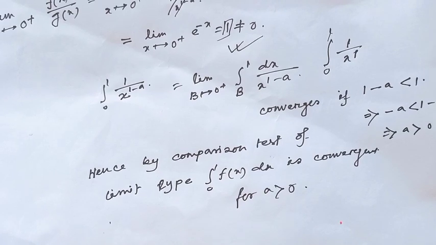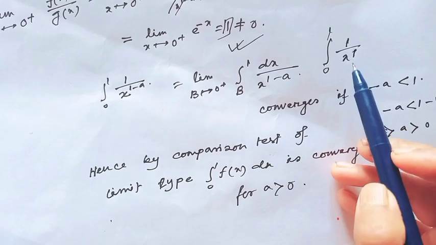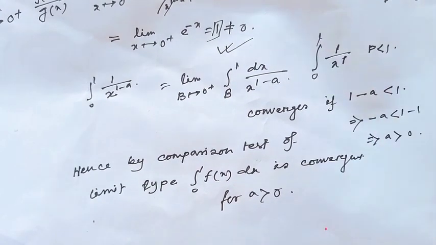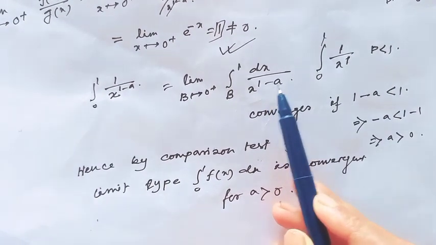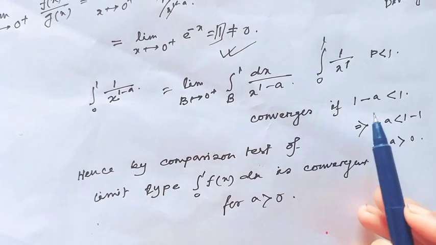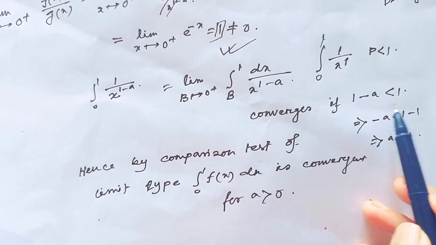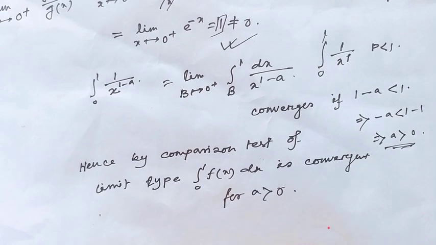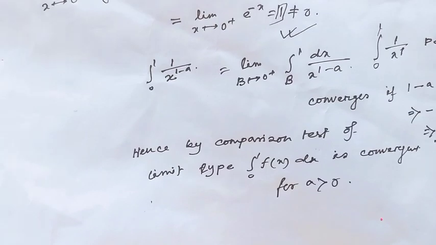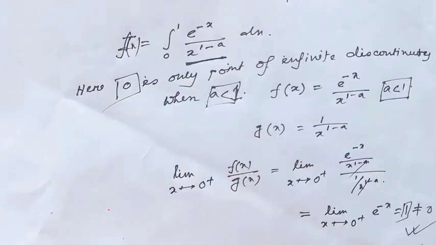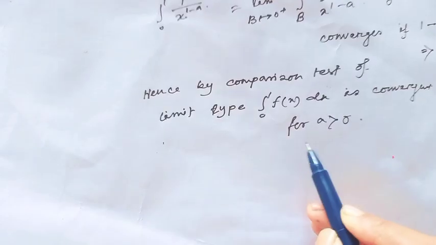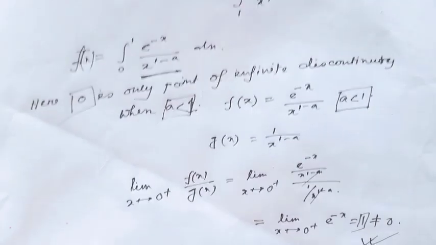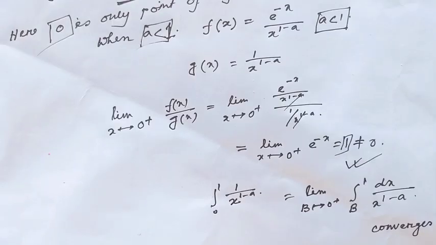And all of us know that the integral from 0 to 1 of 1 upon x to the power p is convergent when p is less than 1. Since here p equals 1 minus a, this is convergent when 1 minus a is less than 1, that implies a is greater than 0. Hence by the comparison test of limit type, we can tell this f(x) is convergent when a is greater than 0. I hope all my viewers have understood this type of question easily.